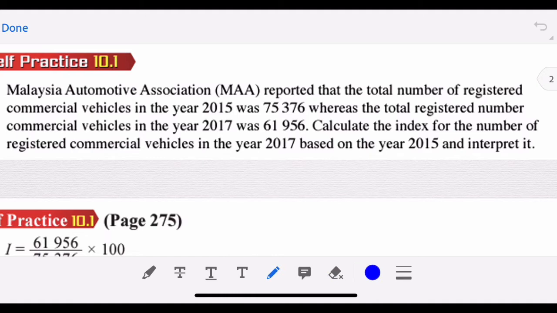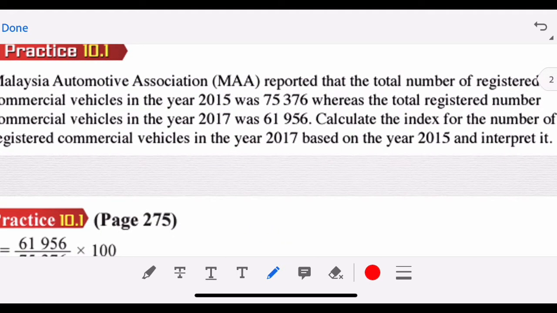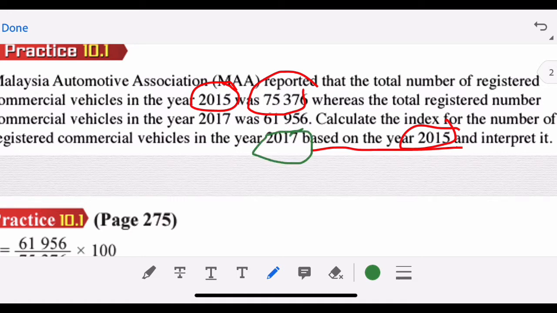So let's highlight the base year and the specific year. Okay, the base year I'm going to use the red color. Based on the year 2015, it's the 2015, the base year. So I'm going to look for the commercial vehicles in the year 2015, which is 75,376. And then for the specific year, sometimes we call it current year, it depends on the question, 2017 and the quantity is 61,956.